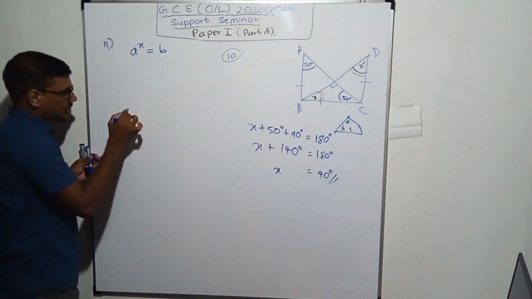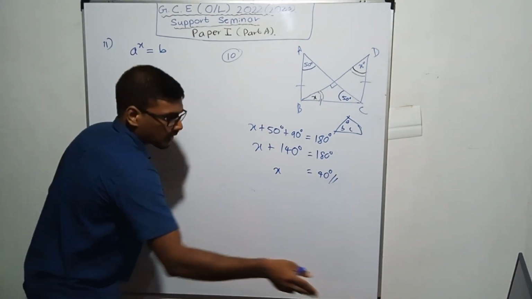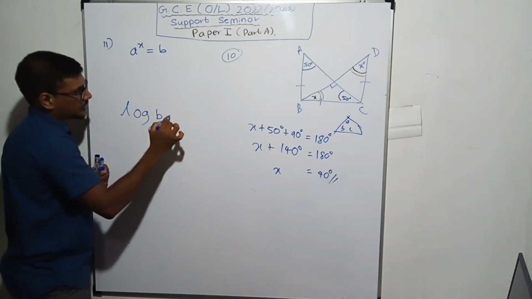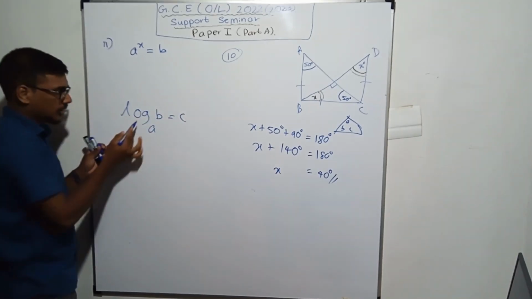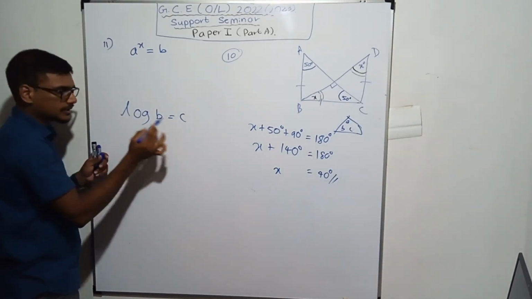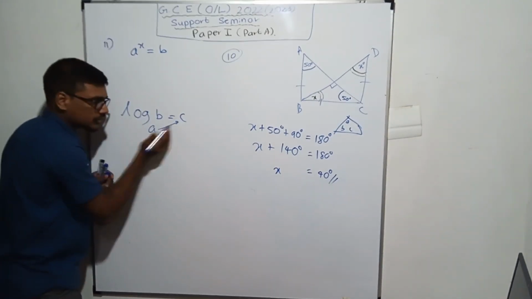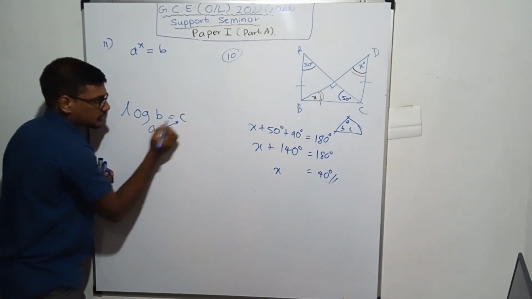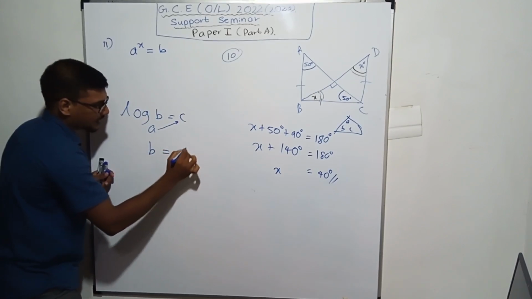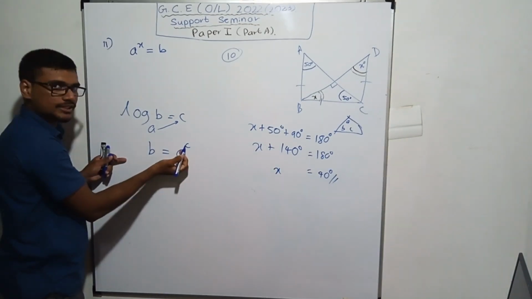When log a b is equal to c, this is the usual format. There will be a letter near log, and a b equal to c. The thing is, you have to put this a to this side. You have to push it that side. Then b is equal to a to the power c. A will go there, c will jump up. Okay, b is equal to a to the power c.